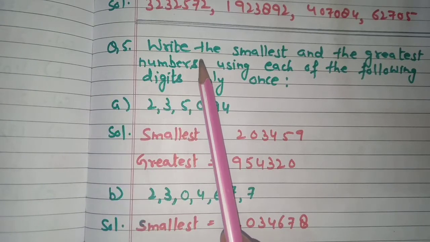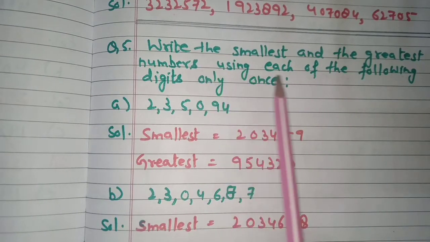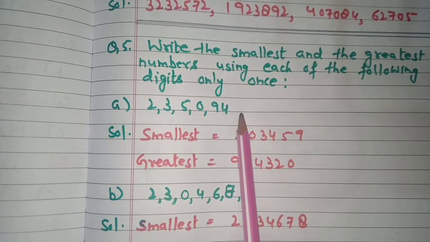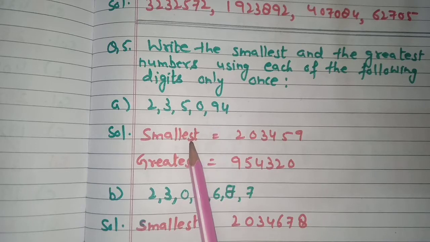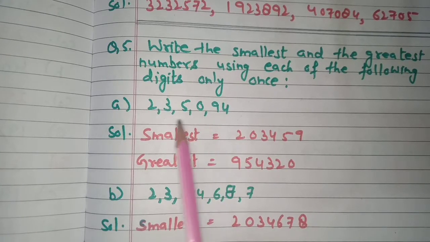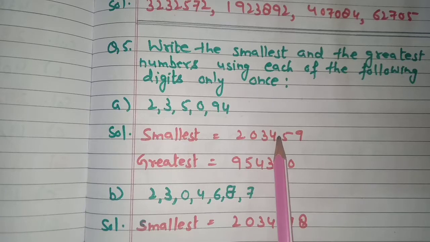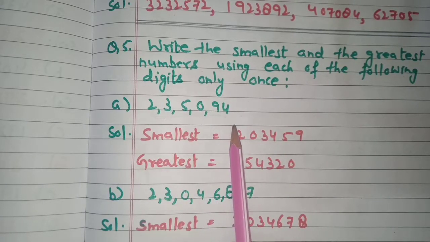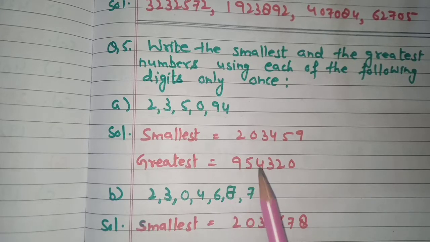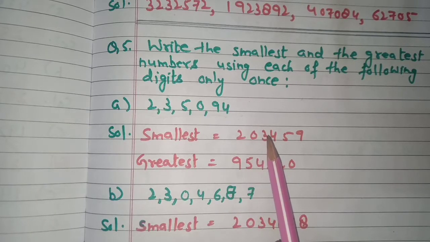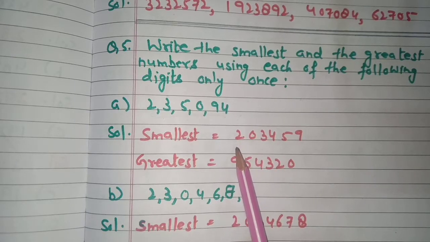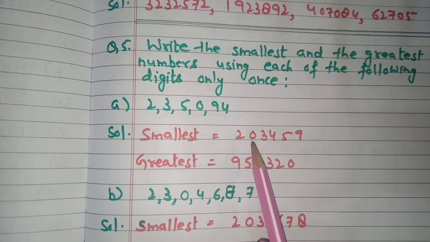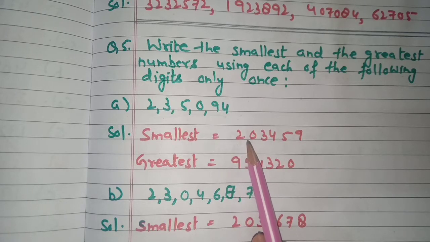Question number 5. Write the smallest and the greatest numbers using each of the following digits only once. So here some digits are given. We have to frame two numbers, smallest and greatest. For smallest we have to arrange these numbers in ascending order. For greatest we have to arrange these numbers in the descending order. But whenever we are arranging the numbers in ascending order, 0 will not come at the first place. A number never starts with 0.